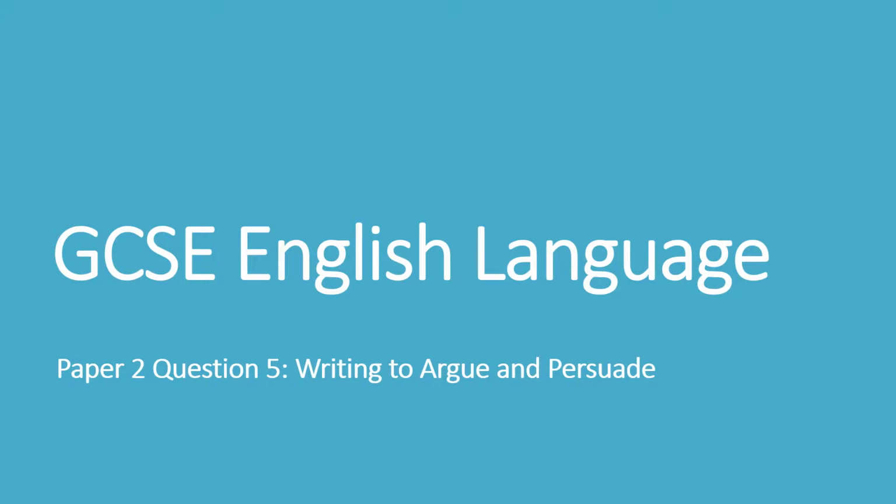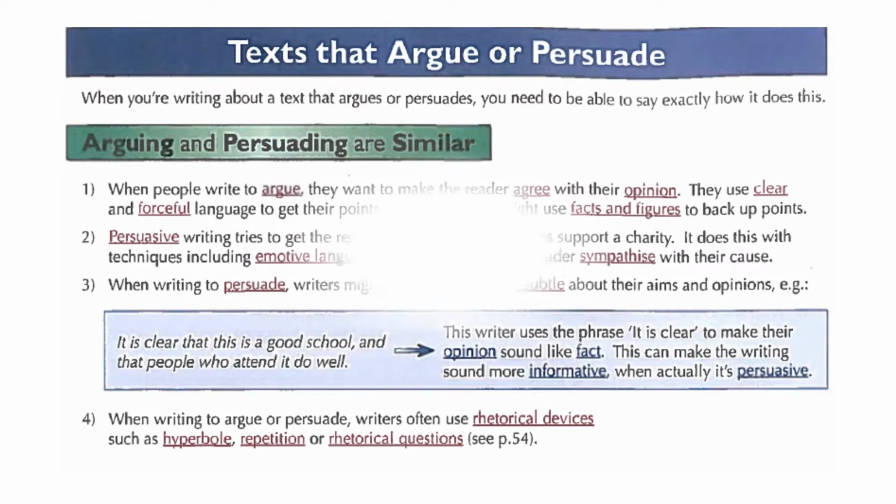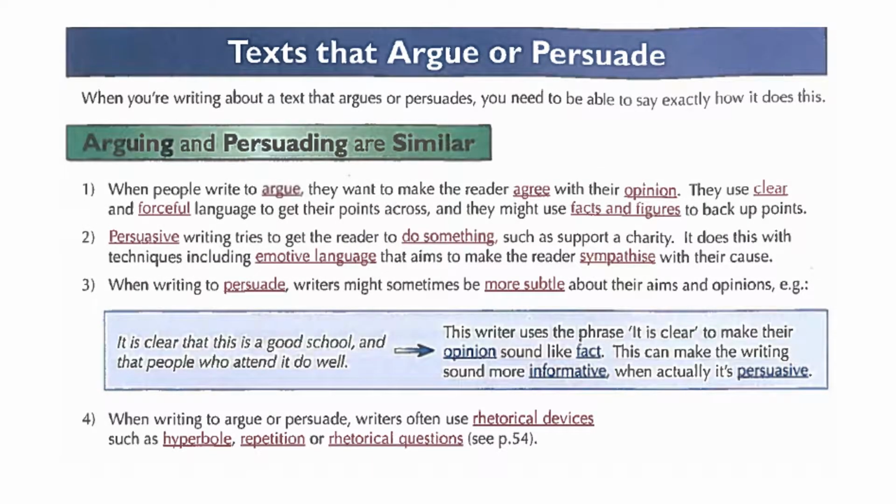Welcome to the GCSE English Language Paper 2 Question 5 Guide to Writing to Argue and Persuade. Arguing and persuading are very similar. When you write to argue, you're trying to get the reader to agree with your opinion.